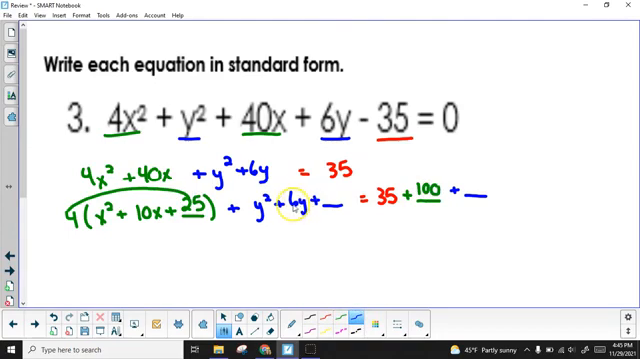For our y's, half of this 6 is 3. 3 squared is 9. So we added 9 to the left-hand side. There is nothing out front of the parentheses, so we don't need to do anything else except add 9 to the right-hand side.